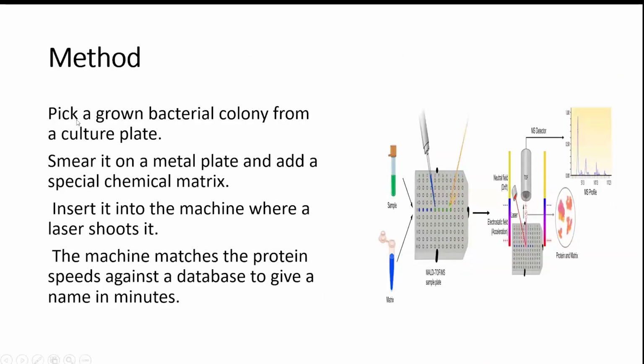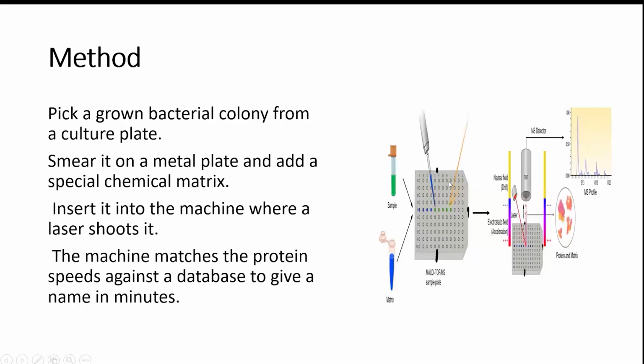Okay, how do we do it? Just pick a grown bacterial colony from a culture plate. So we had inoculated the sample on a culture plate, and when the bacterial colony grows up, we will pick the grown bacterial colony. Then we will smear it on a metal plate. This is the metal plate. We will smear it on the metal plate, and we will add the special chemical matrix. We will add the chemicals, and we will insert this plate into the machine.